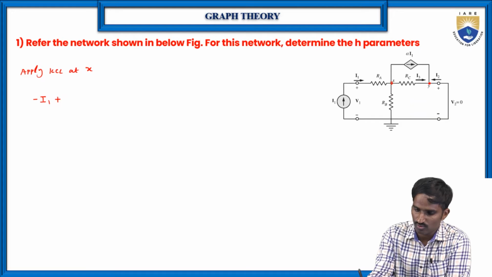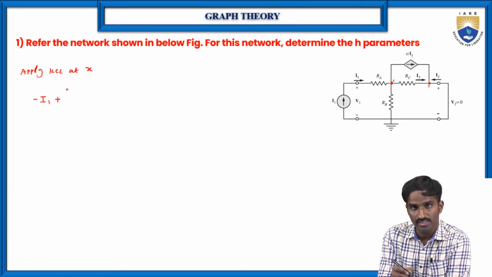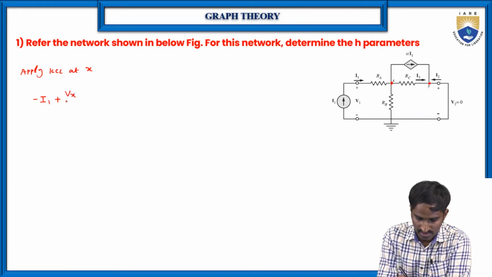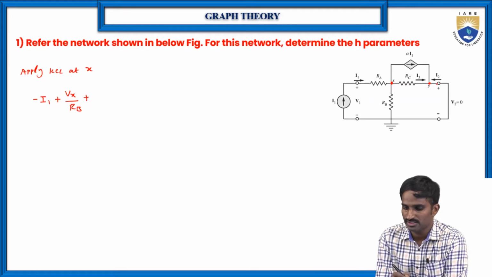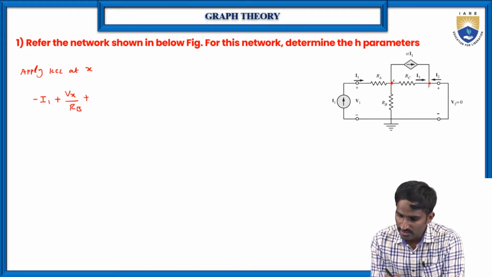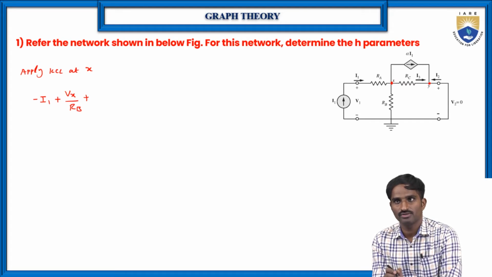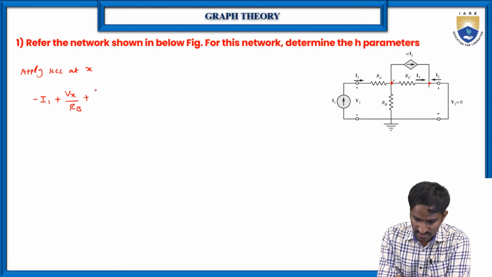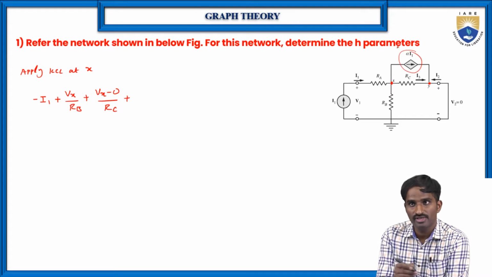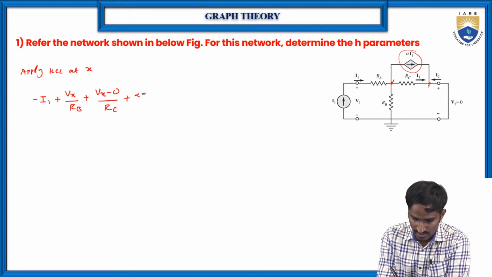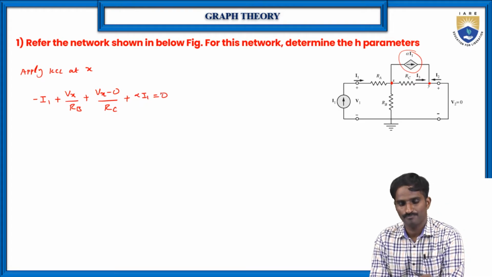Let us consider here the voltage is Vx. So I is equal to V by R. Here it is Vx by RB, plus, because this is the leaving current, and again here I3 is also a leaving current. What is I3 here? I3 means the current flowing through RC. For that we can write Vx minus 0 by RC, plus, and again this current source is also a leaving current, so we make it plus alpha into I1, which is equal to 0.